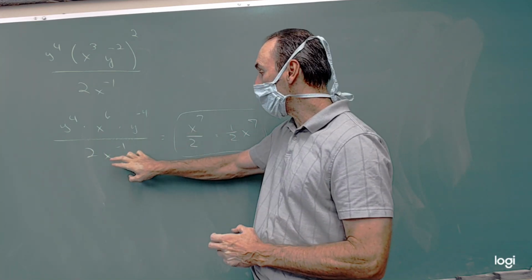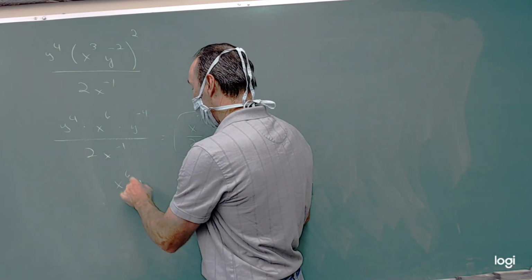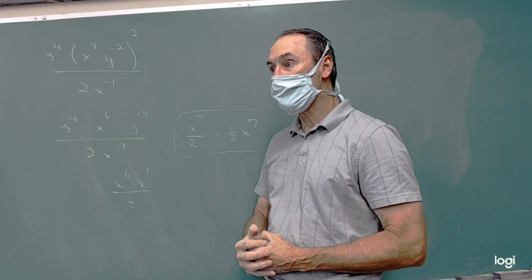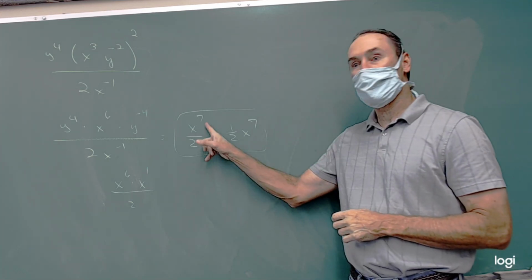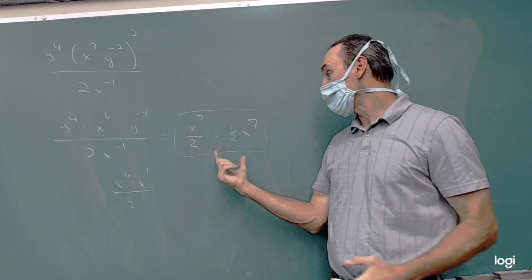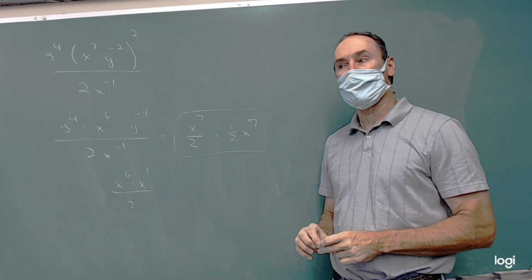I know other people like to move the negative exponent up, and so they would think of that as x to the 6th times x to the 1st, and that's fine too. We get to the same place. And make sure we understand, I'm okay with the x to the 7th over 2, but I want you to make sure you understand and see that you could pull that apart as 1/2 times x to the 7th.